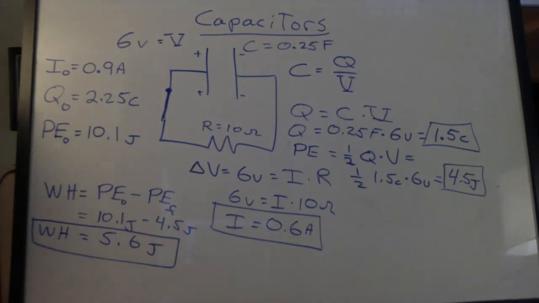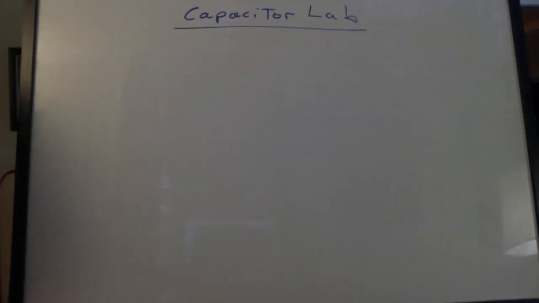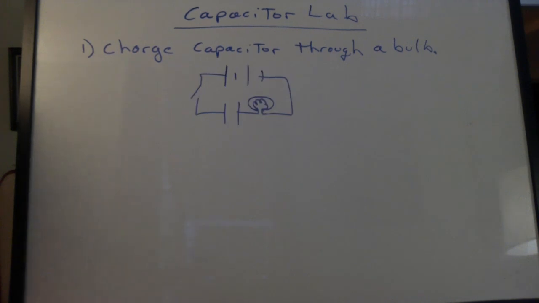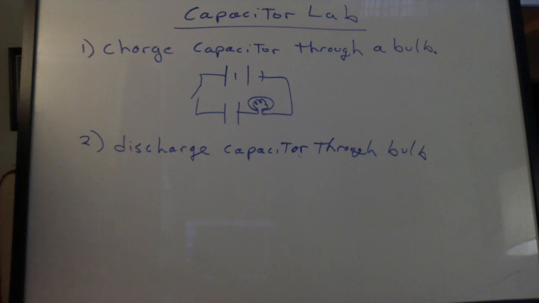What are we going to do with all this knowledge? We should be able to do a capacitor lab. The first part should just be a demonstration that you can charge a capacitor through a bulb. Build the circuit, close the switch, and watch what happens. See if it agrees with what you expect. After you've waited a long while, discharge that capacitor through the bulb. Close the switch and see what the bulb does. See if it does what you expect it to do.